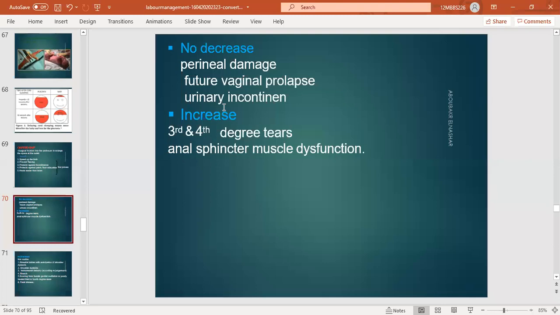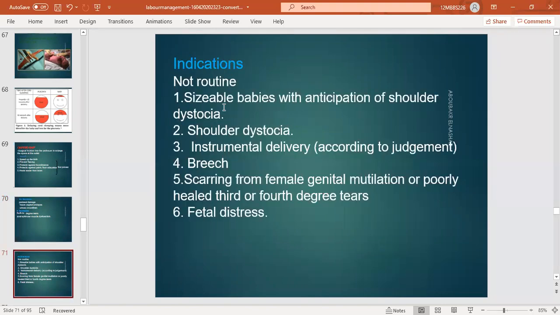There is no decrease in perineal damage, future vaginal prolapse or urinary incontinence, and an increase in third and fourth degree tears if you give the episiotomy. There are two types of episiotomies, the medial episiotomy and the mediolateral episiotomy. The medial episiotomy is a midline cut from the introitus toward the anus. The advantage of the medial episiotomy is that it heals very rapidly and causes little pain, but the disadvantage is that it causes fourth degree and third degree perineal tears. The mediolateral episiotomy is commonly used.